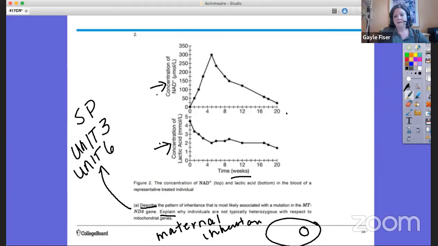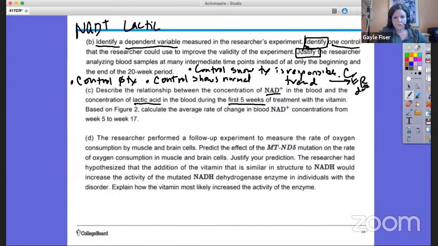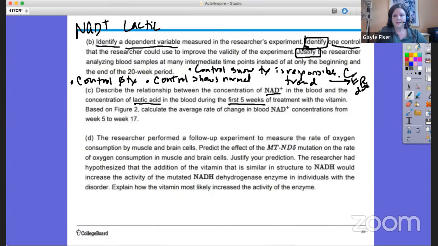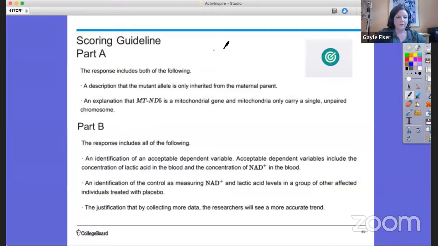So we could say, did it say at 5 weeks to look at it? Yes, okay. So we could say at 5 weeks, as NAD is increasing, what's happening to the lactic acid? We have it decreasing, right? Okay, we can say that. And then we also need to calculate, here we are calculating again, the average rate of change in blood NAD+ concentrations from week 5 to 17.